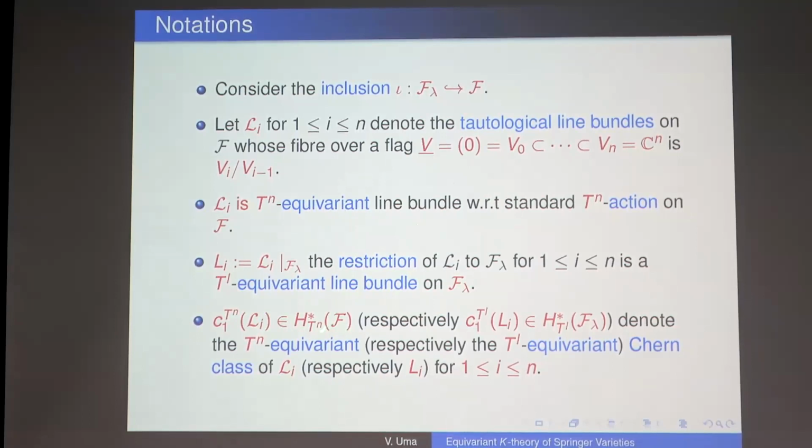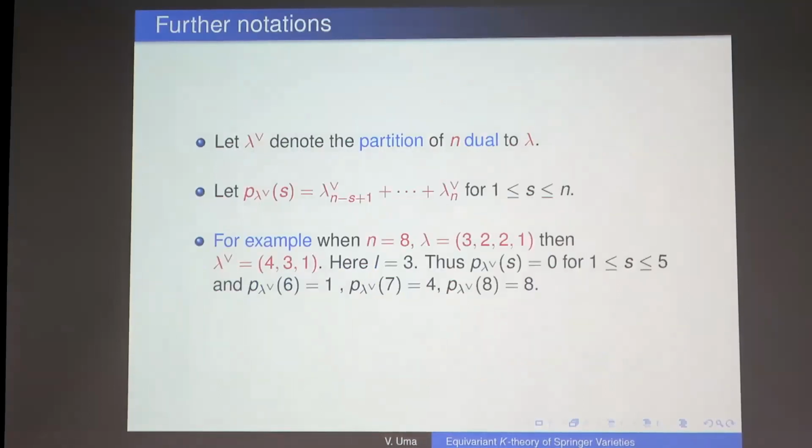This was constructed associated to the universal principal bundle, so we can take the associated bundle on F. We have the equivariant Chern classes of the tautological bundles, but we can consider the T_L equivariant Chern classes of these restricted bundles in H_{T_L}^*(F_lambda). They are known as the Chern classes of these line bundles, script L_i and L_i, respectively from 1 to n. These will play an important role in our description of the cohomology ring, as well as in the K ring, which we will come to soon.